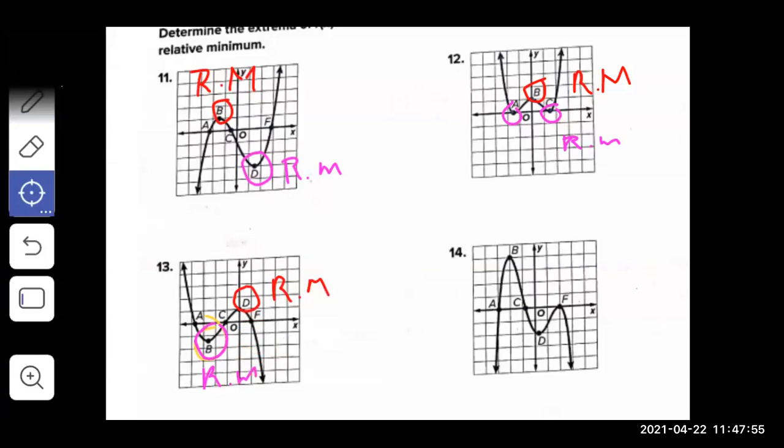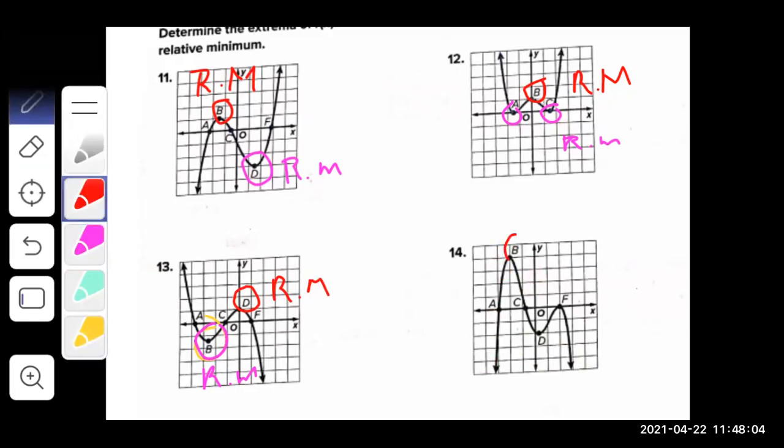So I'm just using this letter to denote that. Okay, this one, which is the highest point on this graph? B. Again, this is easy, right? B, this is a relative maximum. And what is the lowest point? D. Okay, we got this D.